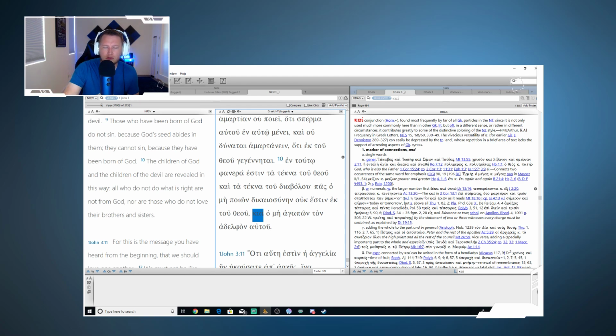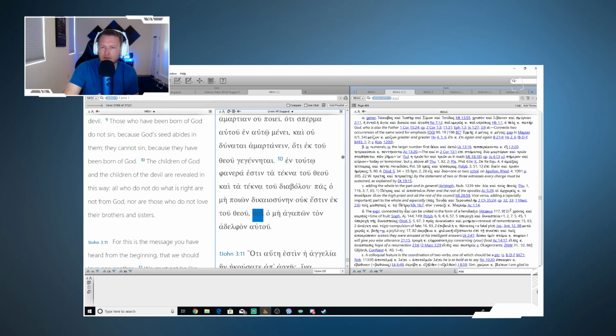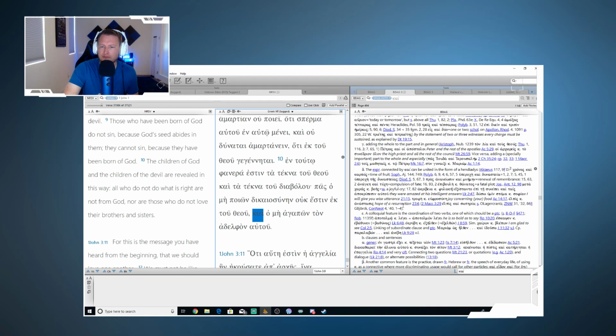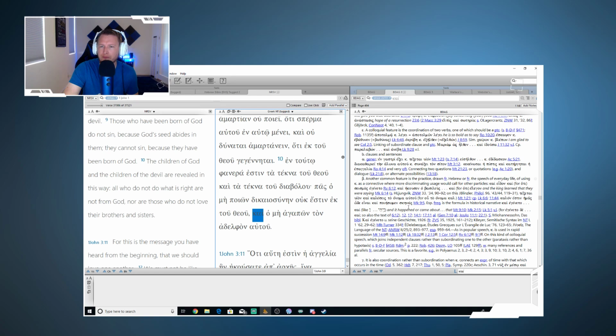It's not joining single words. It's got to be clauses and sentences. Another common feature is the practice drawn from Hebrew or from the speech of everyday life of using K as a connective, where more discriminating usage would call for other particles.